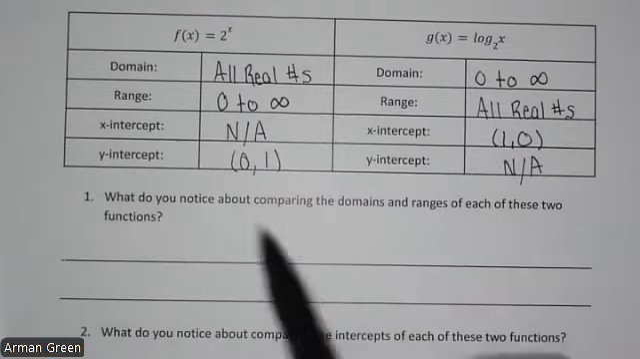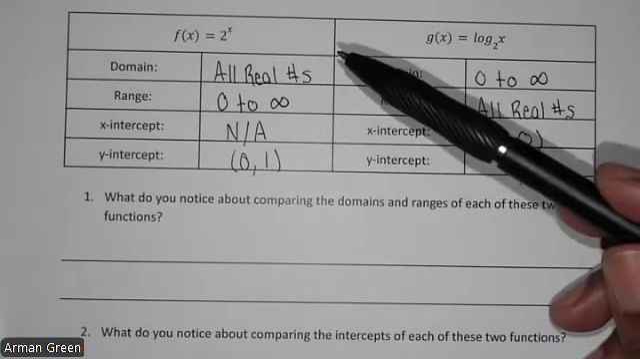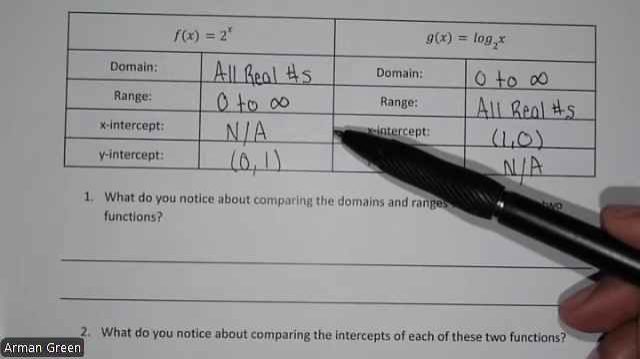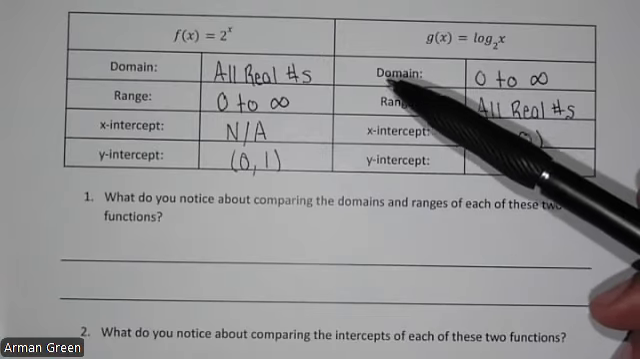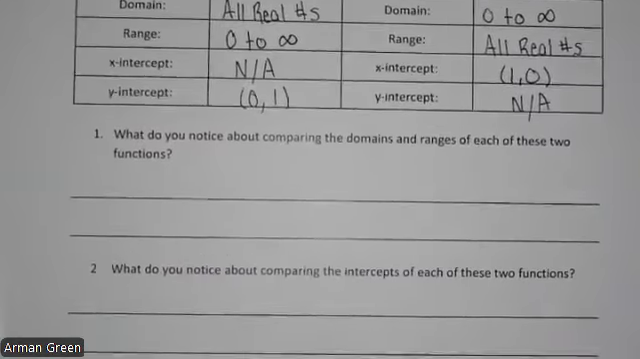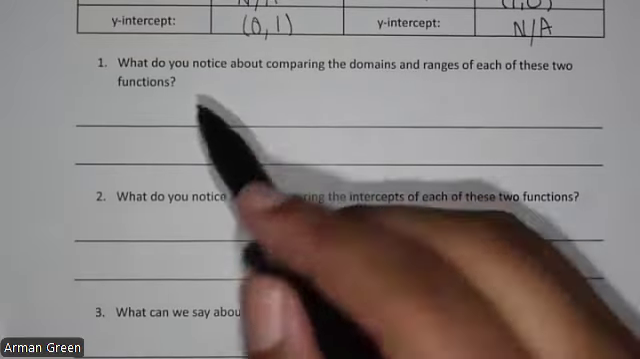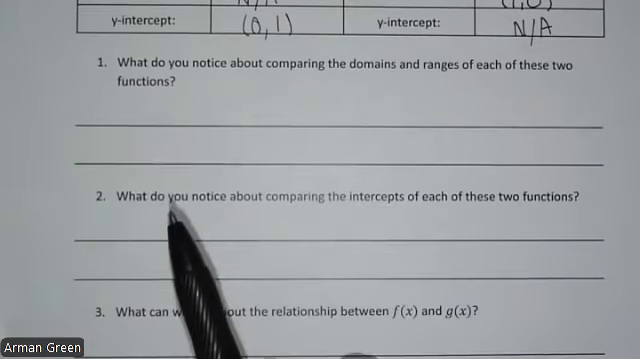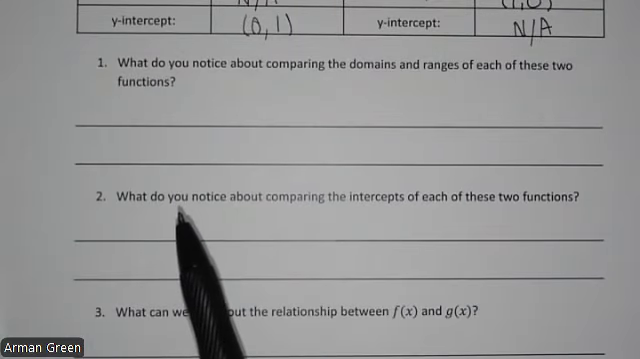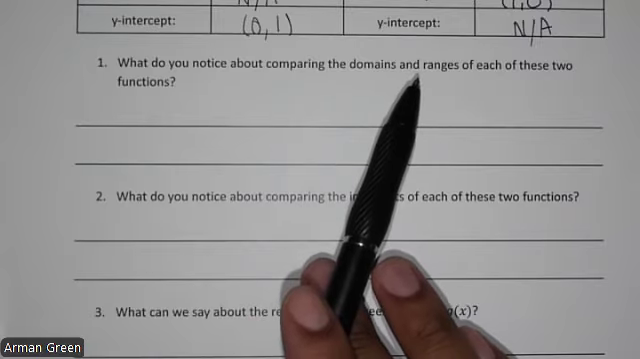So looking at the information from this table that we filled in, we've identified the domain, the range, and the x and y-intercepts for these two functions, and we have them side by side. Now what I want you to do is answer questions 1 and 2 on this paper. It's asking, what do you notice about the domains and ranges of these two functions?